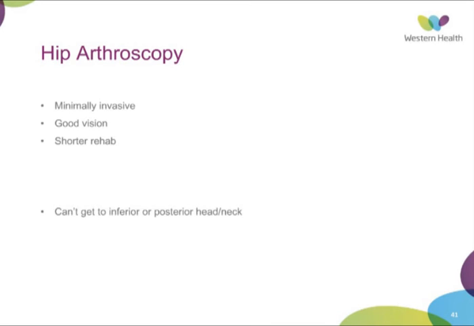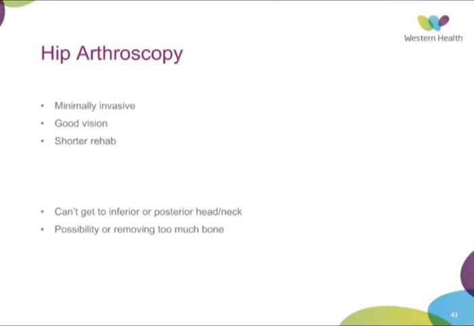But there are downsides. You can't get inferiorly or posteriorly on the femoral neck. You possibly remove too much bone when you're using a reamer through a portal. We'd all know through experience with shoulders that sometimes you can slip and push the burr in a little bit too far, and it's very difficult to contour it.